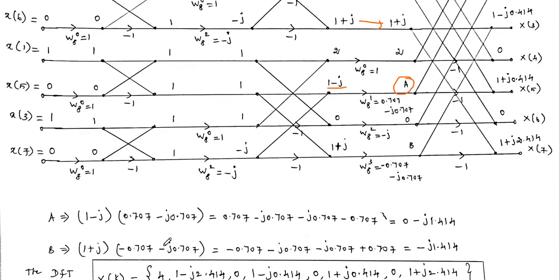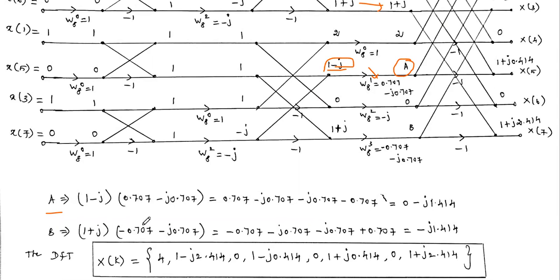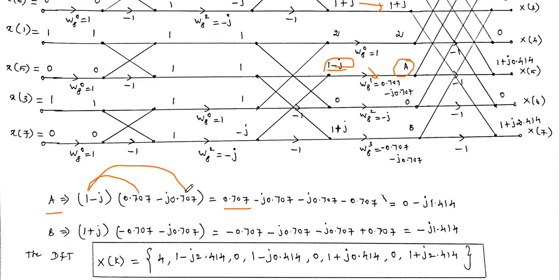This A calculation I made here. The answer in A is the multiplication of 1 minus j with W8 power 1, so 1 minus j multiplied with 0.707 minus j 0.707. You just multiply: first 1 into 0.707, 0.707. Then 1 into minus j 0.707. Then minus j into 0.707, and minus j into minus j, minus of minus plus, j into j, j squared is minus 1, so minus 0.707.